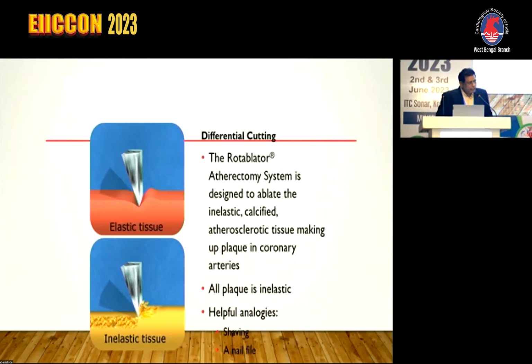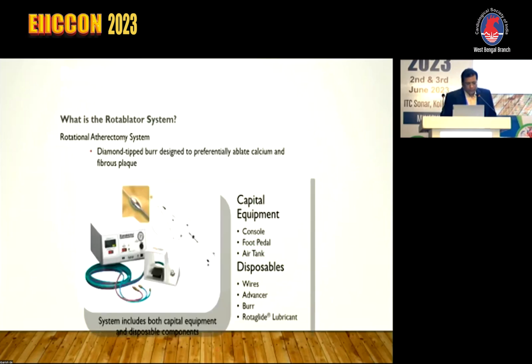It works just like an electric razor. When we shave, it cuts our hair, but doesn't cut the skin. That is how rota works. When it encounters elastic tissue, it doesn't cut it. When it encounters inelastic tissue, it cuts through. That is why it cuts the calcium and the fibrotic plaque, but seldom cuts the intima.